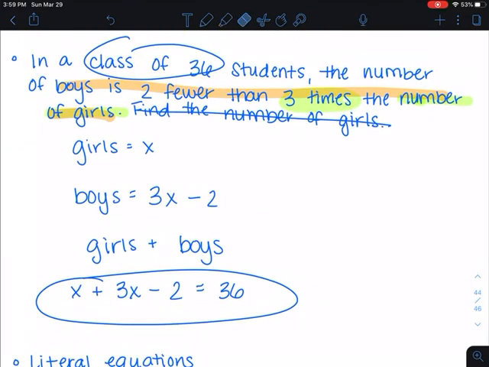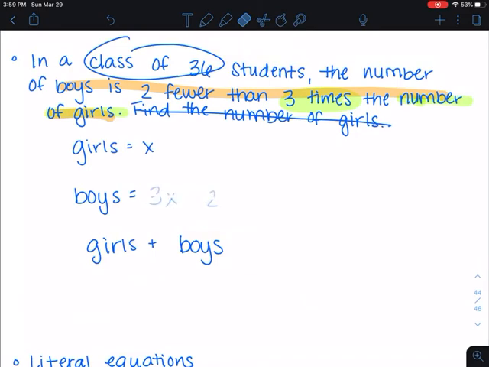Alright, and last but not least, I'm going to go ahead and erase this part here just to go over this one with you guys real quick. Where's that?